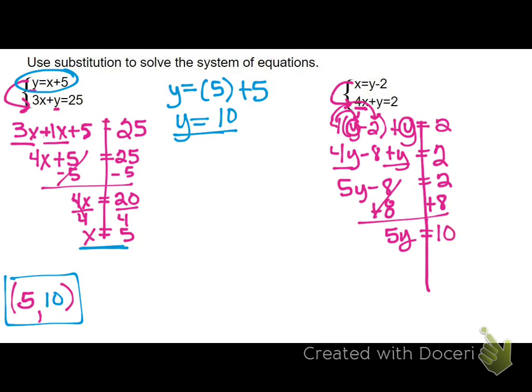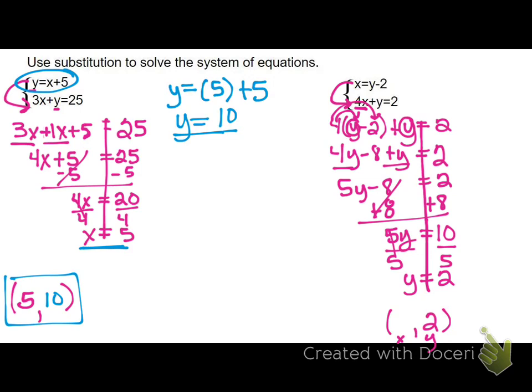What's 2 plus 8? 10. And then divide by 5, and you get 2. Now, remember, our solution is an ordered pair, right? So it's saying y equals 2. My ordered pair is x and y, so I'm going to put that in the second spot for my ordered pair. That's my answer to my solution.